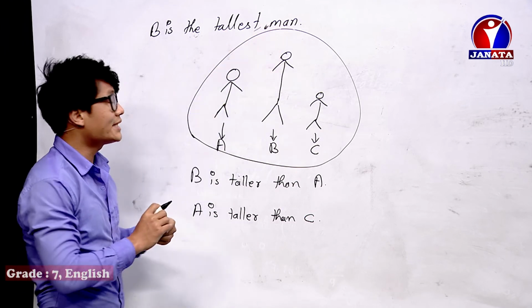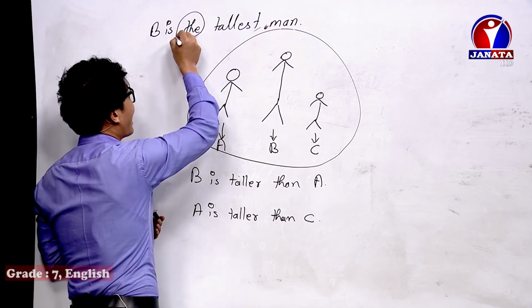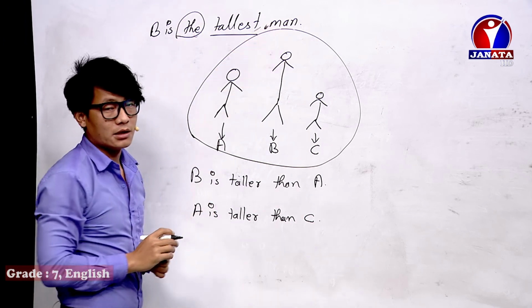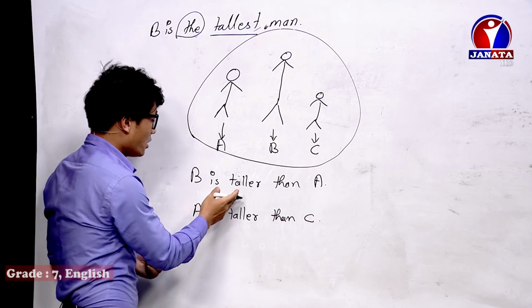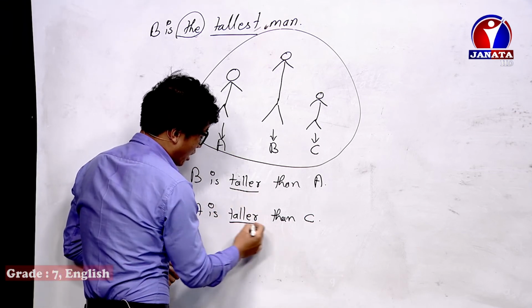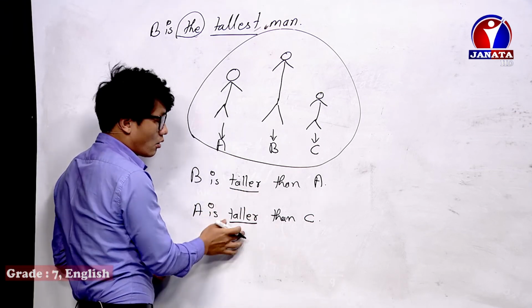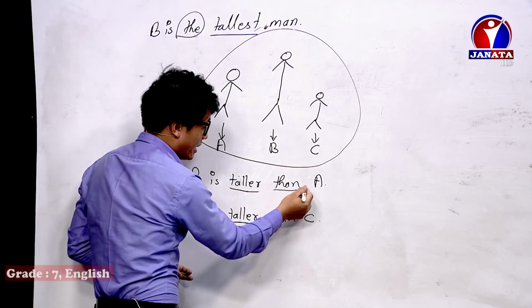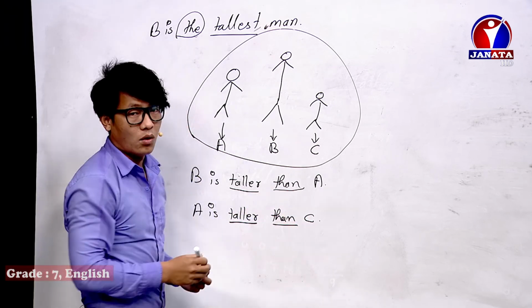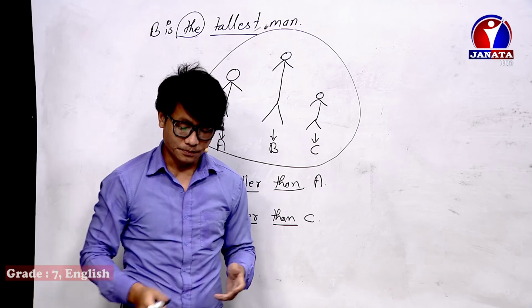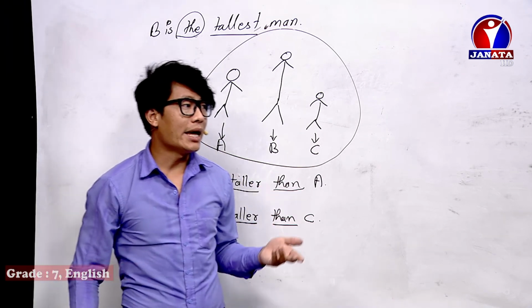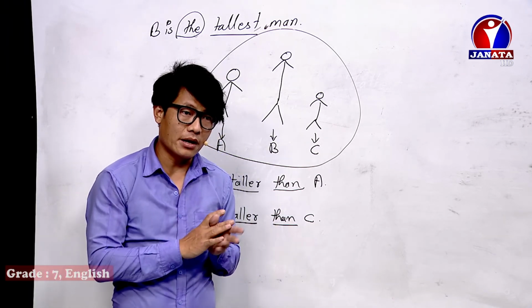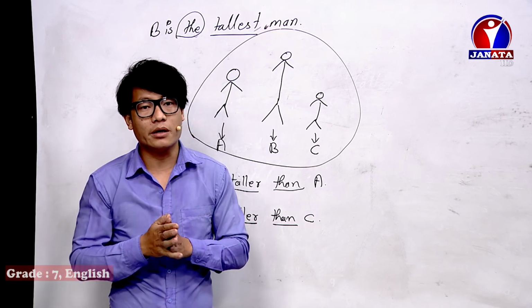So now you can see here, I have used the article before "tallest", the superlative degree, and here you can see "taller", the comparative degree. After "taller" I have used "than" as the word to compare. So we use "than" in the comparative degree, and we use "the" in the superlative degree.